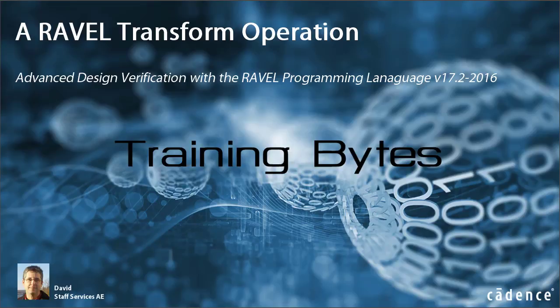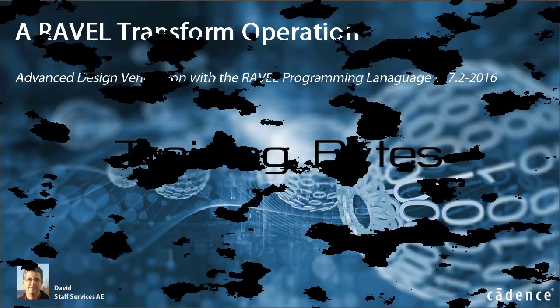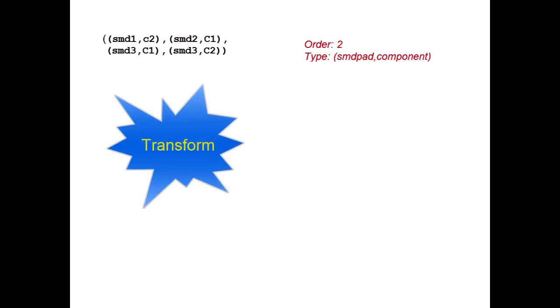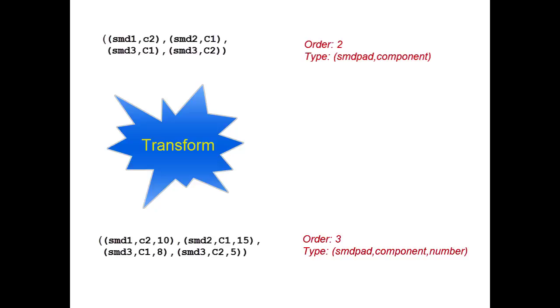The transform operator allows you to take a relation of a specific order and type and transform it to a new order and type. For example, if we had a relation that paired each SMD pad object with each component that the SMD pad is not a child of, a relation of order 2 and type SMD pad component, we could use the transform operator to transform the input relation to a relation of order 3 and type SMD pad component number, so that each tuple will now include the distance between the SMD pad and the component.